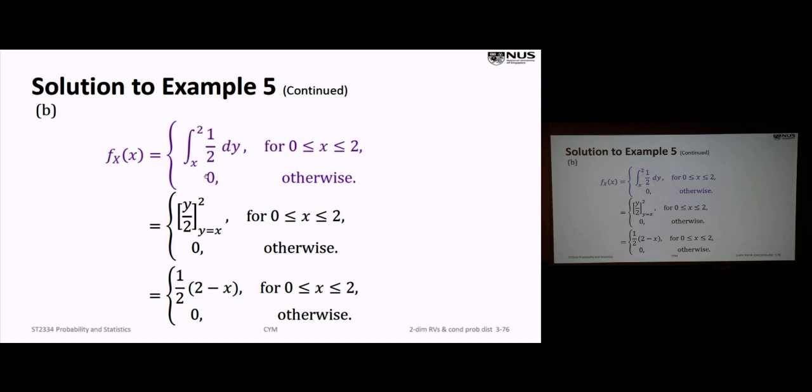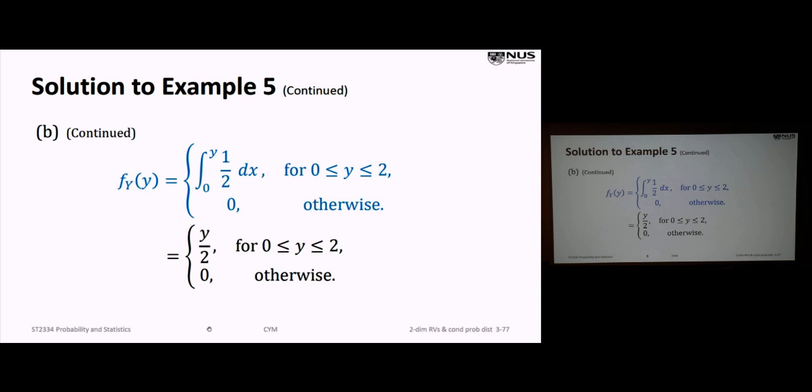You integrate with respect to y. So this integral with respect to y is y over 2 between x and 2 when x is in this interval. When y is equal to 2, I get 2 over 2 minus x over 2, so I get 1 over 2 times (2 minus x) if x is in this interval, and 0 otherwise. You have to be careful because, as I said, the ranges of integration for x and y are correlated, if you like, not in a statistical sense, but they're dependent.